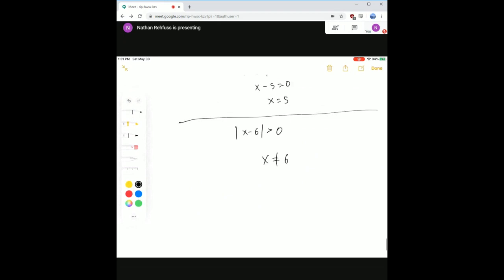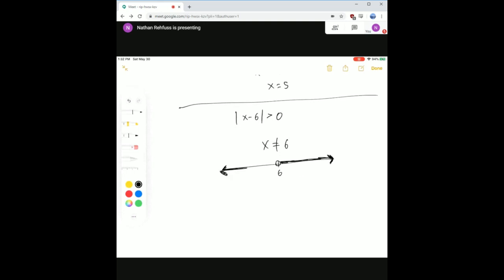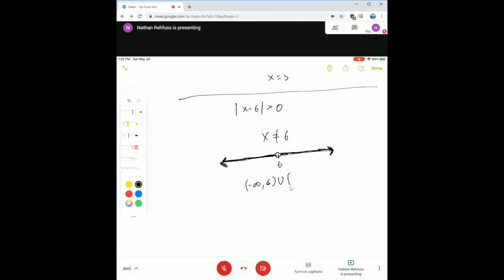There's another way we could write this, and this is going to feel really goofy, but we'll need it later. So here's 6. I'm not allowed to use 6, so I'm putting an open circle there. Any number bigger than 6 is fine, so I'm going to shade all of those in. Any number smaller than 6 is fine, so I'm going to shade all of those in. But 6 itself, no good. So my solution is -infinity up to 6, union 6 up to infinity. And I'm using parentheses there to say 6 is not included in either side. So anything bigger than 6, anything smaller than 6, just not 6 exactly. And there's our solutions.